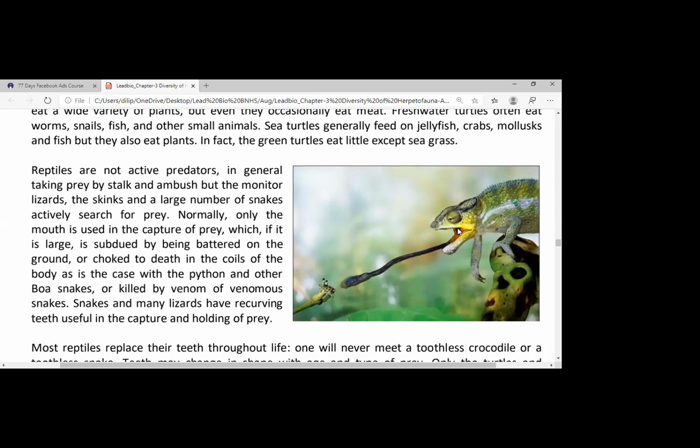Catching a flying insect is very difficult. Even when we try to swat one, how difficult it is. But these animals catch the prey with the tongue, because the tongue is sticky, and they will camouflage and just attack the prey and eat it.